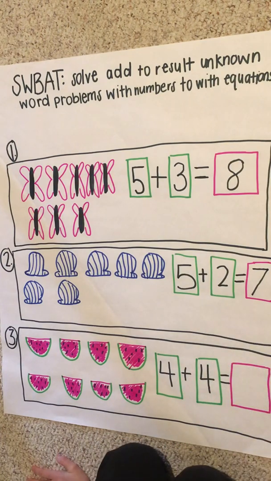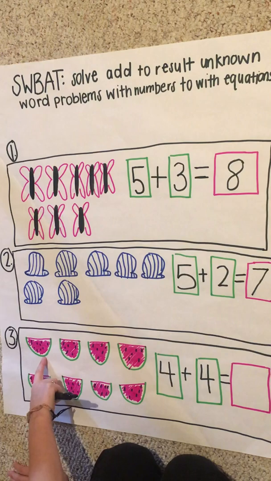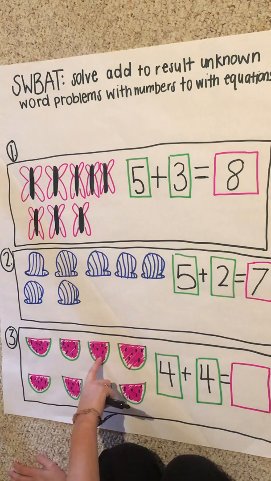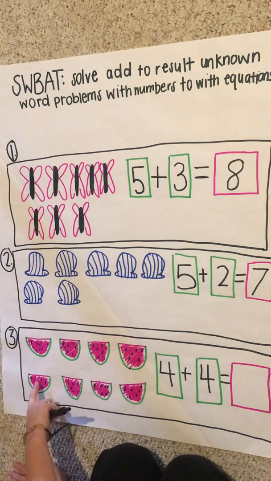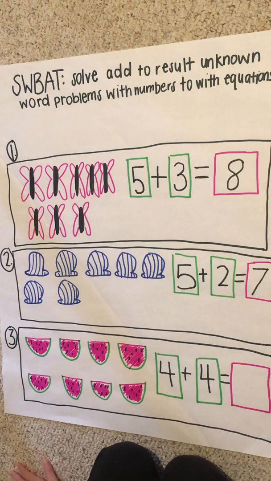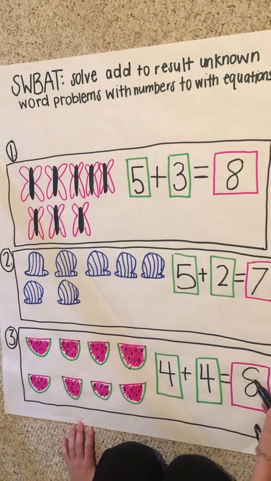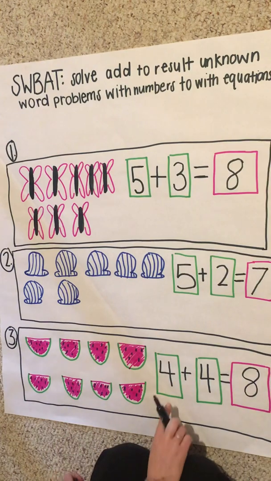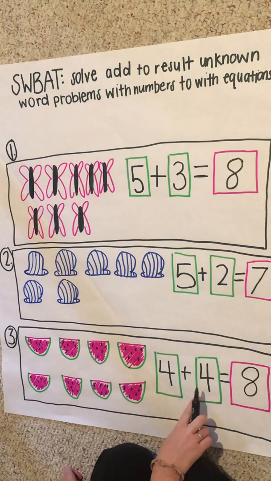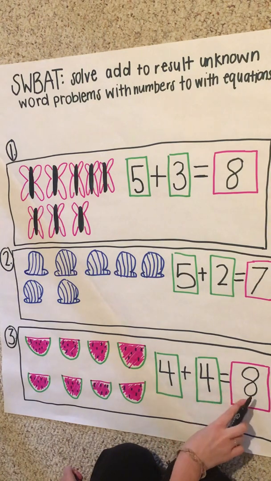Last problem, our watermelon problem. Let's count to see how many we had all together. 1, 2, 3, 4, 5, 6, 7, 8. 8 watermelon all together. So if you answered 8, kiss your brain. You did an awesome job. Now repeat after me. 4 plus 4 equals 8, or 4 and 4 equals 8.